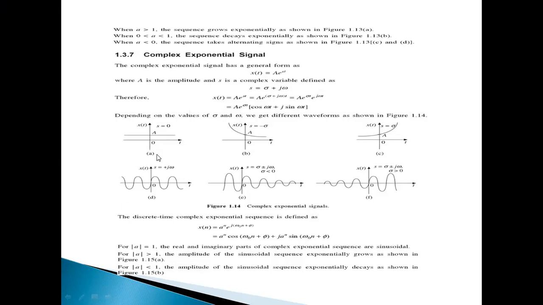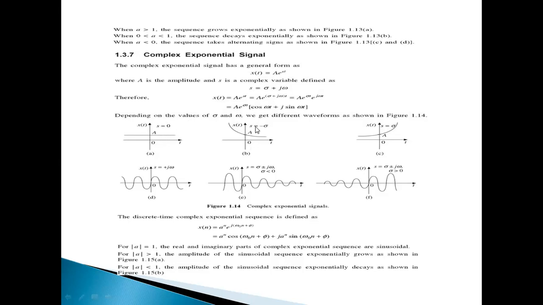See, there are three graphical representations for constant, growing exponentially and decaying exponentially, depending upon the s value. When s is equal to 0, substitute in x of t is equal to A into e power st. With s equal to 0, it is a constant, A into e power 0. Anything power 0 is 1, for all negative and positive values of t. For all values of t, x of t is equal to A when s is equal to 0.